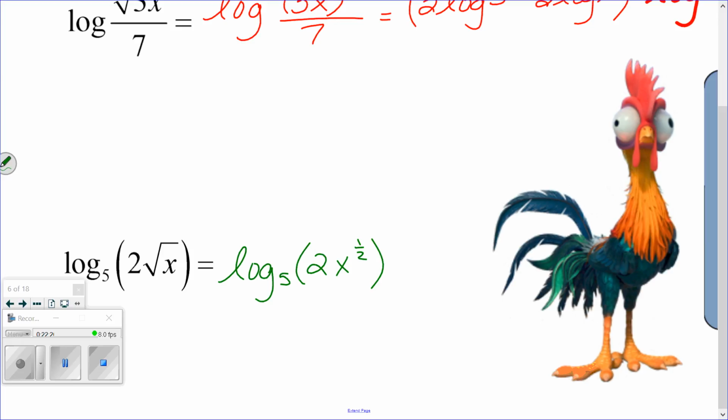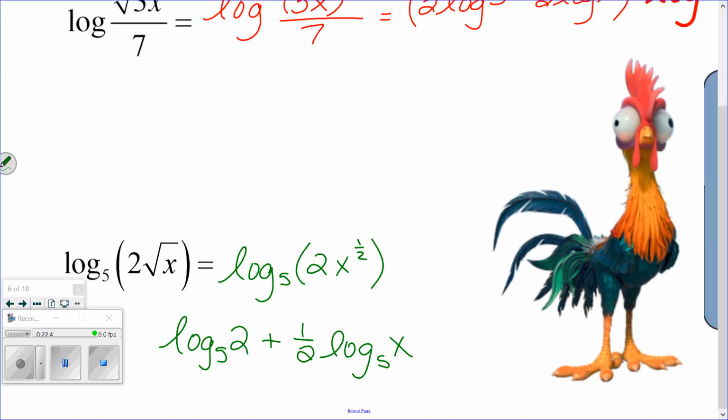How many logs will this separate into? 2 logs. Will we have any exponents to throw in front? 1 of them, right? So you're going to have log base 5 of 2, and then plus, good, because it's multiply, so it changes to plus, half log base 5 of x.